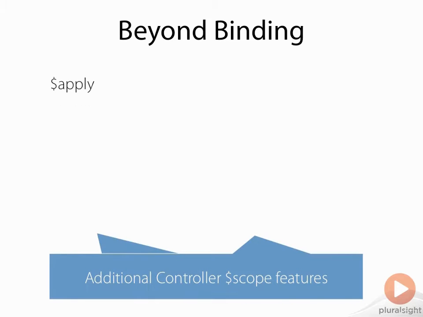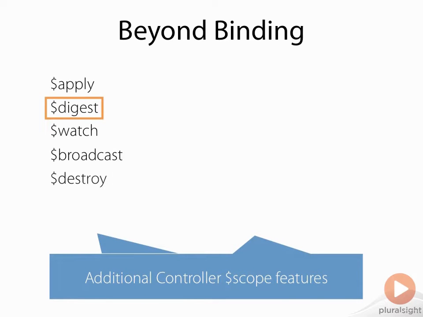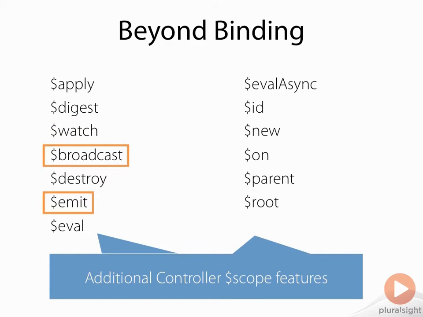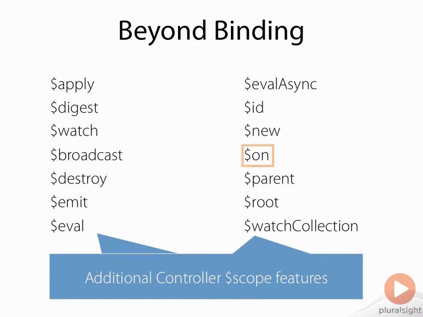But what about that scope? Does it just handle data binding? Well, not quite. It goes way beyond that to expose functionality, to kick off the Angular digest cycle, or using watches, or broadcasting or emitting messages, or listening for messages using the $on, or navigating up the scope chain using $parent. I think you get the point. It does quite a bit here.